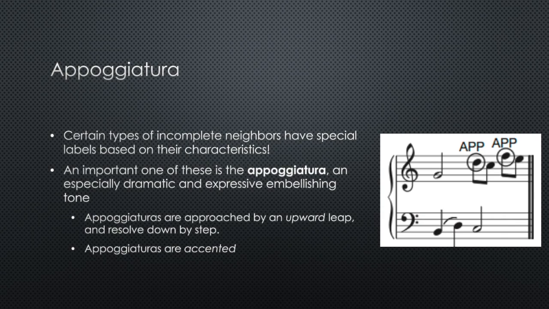The appoggiatura is approached by an upward leap. It's a leap up to the dissonant note that then resolves down by step. And the appoggiatura is accented. It falls on a strong beat. It might mean in this case, for example, that the appoggiatura lands on beat three, resolves on the and of three, lands on beat four, resolves on the and of beat four.